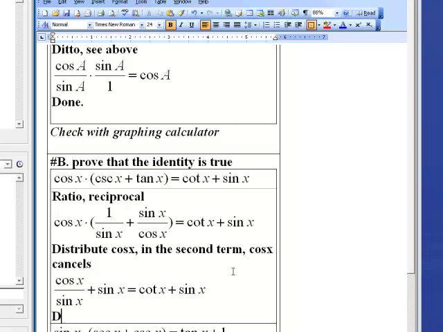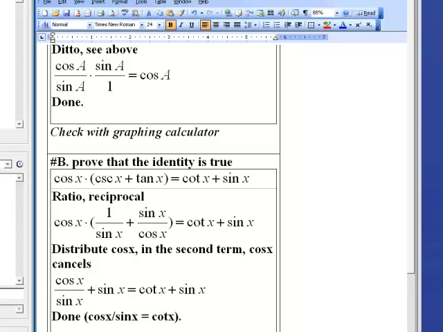And then I'm actually done, because cosine x over sine x equals cotangent x, of course. And we know that.